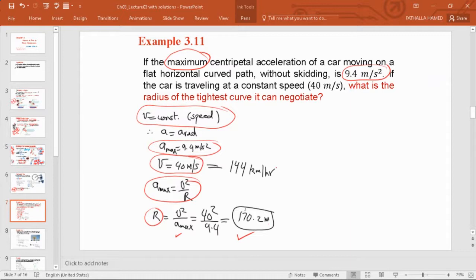Now we added here just to show you 40 meters per second is 144 kilometers per hour. So that's not advisable to go around, let's say, a small circle with this speed.